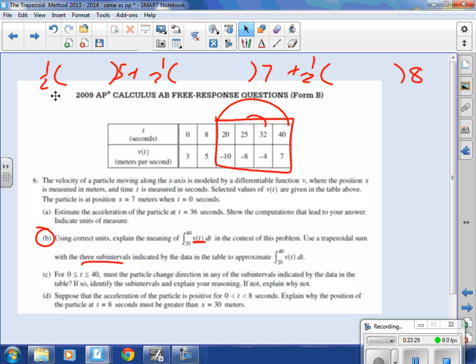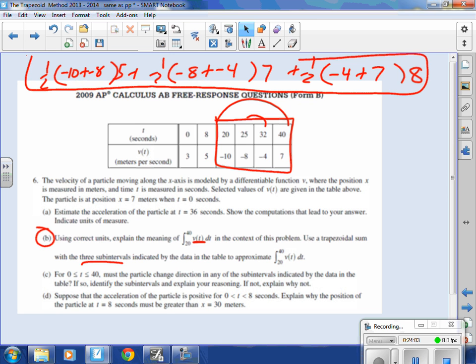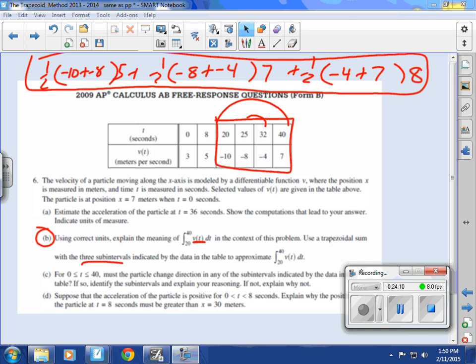Now, how long are the bases? 10 plus -8. Second one? 8 plus -4. And the last one? -4 plus 7. Now, what a massive headache that calculation will be. Tell me something about this calculation that I really want to hear. All the halves together. I don't have to do it. This is a number. Nobody said I had to simplify my numbers.